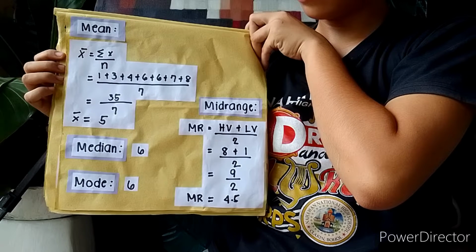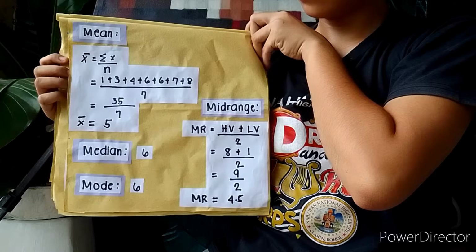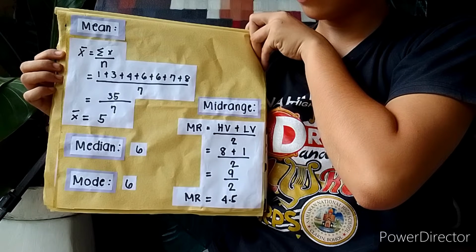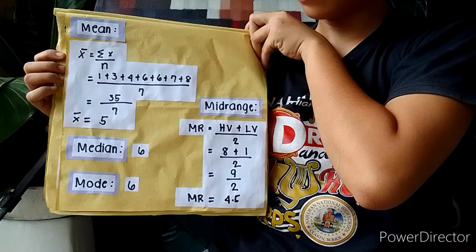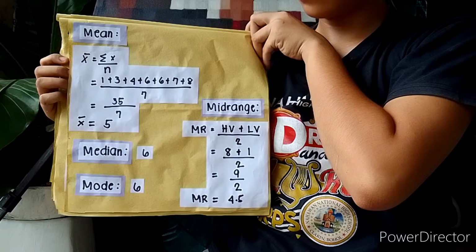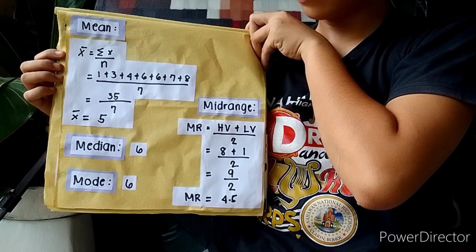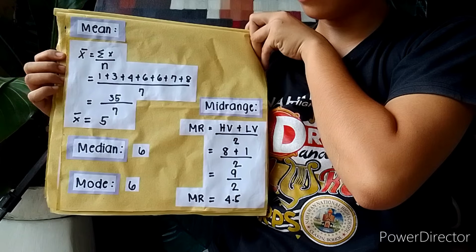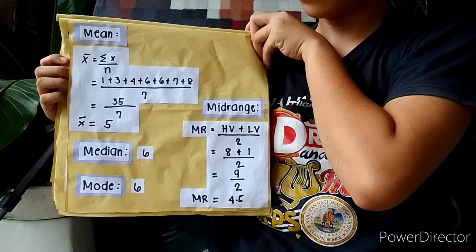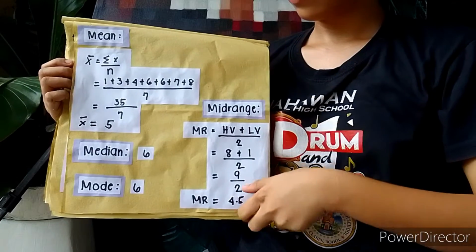So the median of the data set is 6, which is the number that appears in the middle of the data set. The mode of the data set is 6 because 6 is the number that appears most often in the data set. For the mid-range, we need to find the highest value and the lowest value of the data set. So mid-range equals highest value plus lowest value divided by 2. So 8 is the highest value plus 1, which is the lowest value, divided by 2. 8 plus 1 equals 9 divided by 2. So the mid-range of the data set is 4.5.